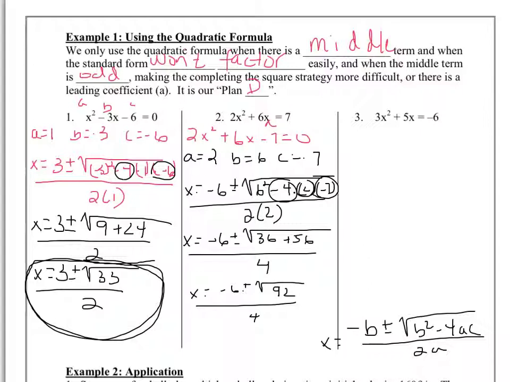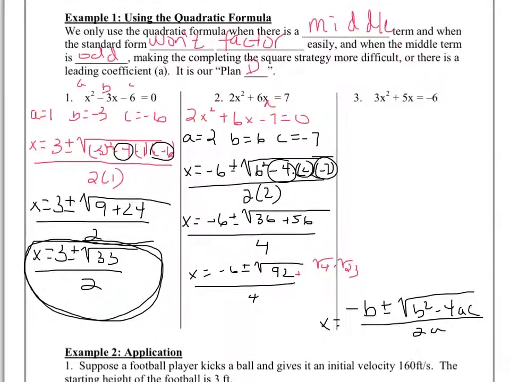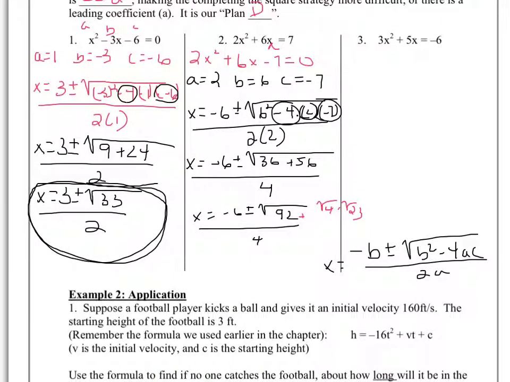Okay, 92. I can think of a perfect square that I can pull out of here. Okay, 4 times 23 is equal to 92. Okay, so I'm going to simplify this. Square root of 4 times square root of 23, 4 times 23 is equal to 92. So the square root of 4 then becomes 2. So I can simplify here. Let me pull it down a little bit. Okay, so now x is going to be equal to negative 6 plus or minus the square root of 4, which is 2, square root of 23.